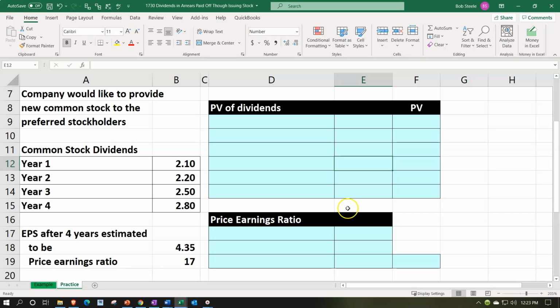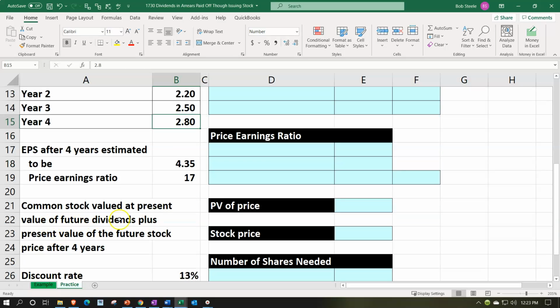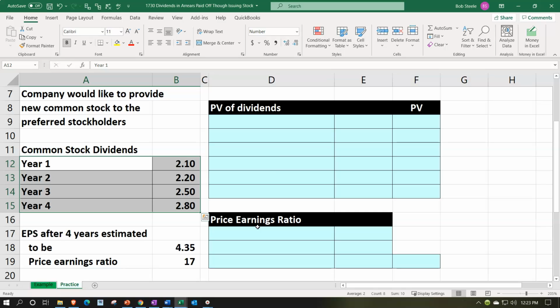So we're going to value that common stock to determine how much we're going to need to pay the dividends off. What we're going to do is take the present value of the dividends that we're estimating for the 4 years. So that's what we want, the common stock valued at the present value of future dividends plus the present value of the future stock price after the 4 years. So let's first think about the present value of the dividends for 4 years, and then we'll consider the price and present value the price.